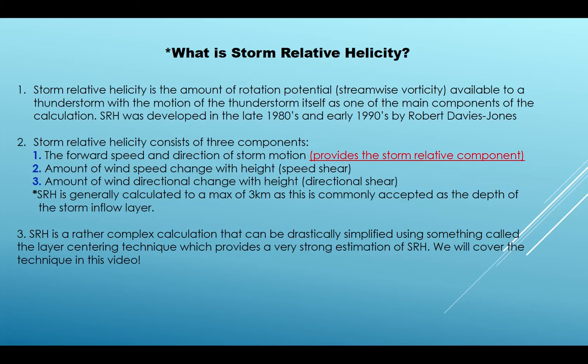Storm relative helicity consists of three components. Number one, the forward speed and direction of storm motion. This provides the storm relative component to storm relative helicity. Number two, the amount of wind speed change with height. This is known as speed shear. And number three, the amount of wind direction change with height. This is known as directional shear. Storm relative helicity is generally calculated to a max height of 3 kilometers, as this is commonly accepted as the depth of the storm inflow layer.